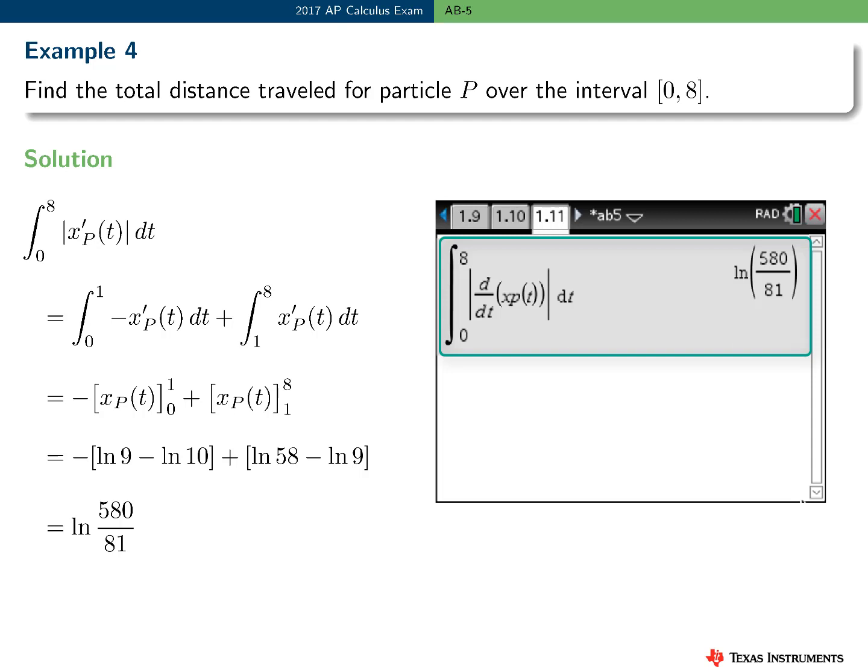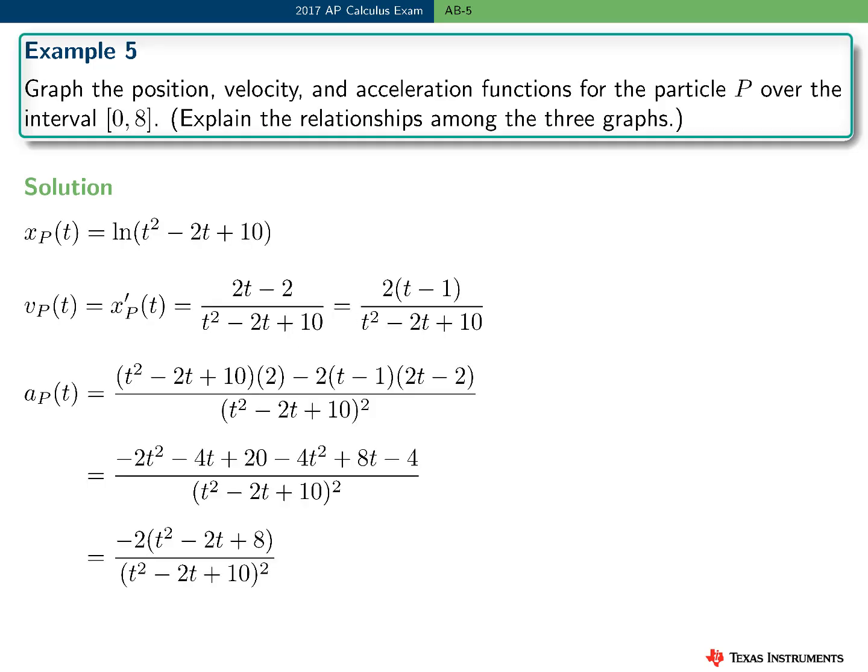And look how easy this is with technology. I can find the definite integral of the absolute value of the velocity function, and the result is the exact symbolic answer. In this example, let's graph the position, velocity, and acceleration functions for particle p over the interval 0 to 8. And let's explain the relationships among the three graphs.